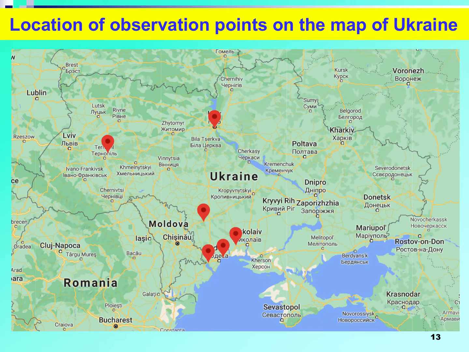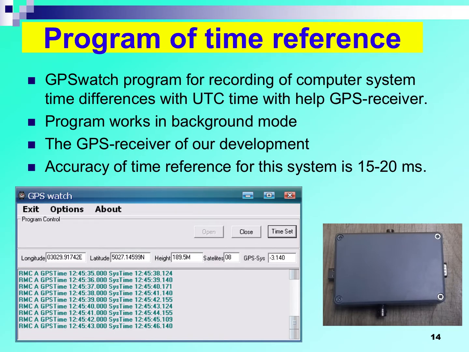The slide shows the location of the observation points on the map of Ukraine. Unfortunately, there are not many necessary points yet, but we are trying to increase their number. We are working on the unification of observations.